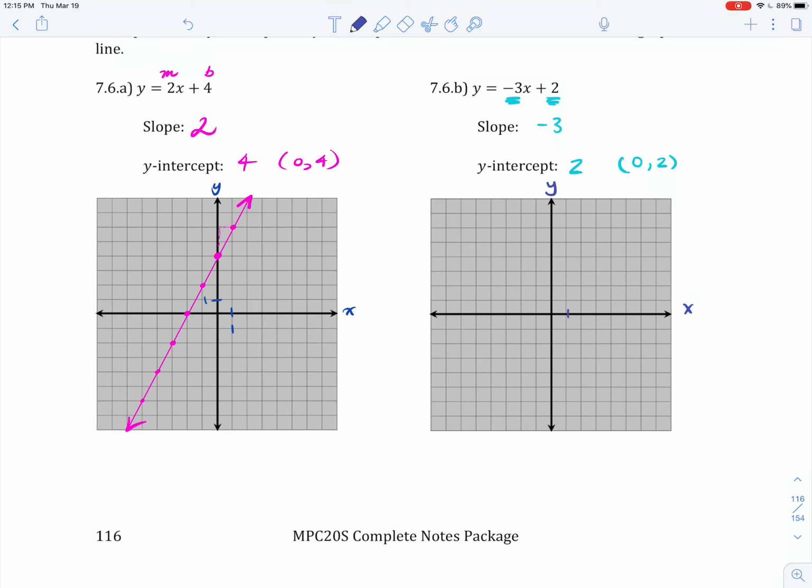We go ahead and label our axes. Our vertical axis is our y-axis. Our horizontal axis is our x-axis. And we've got some scale in here, so we've got that be a 1, that be a 1. All right, we are going to start by plotting our y-intercept. So that occurs here. And we are going to use our slope of negative 3, so we are going down 3 and over 1. And we're going to continue on in the same fashion.